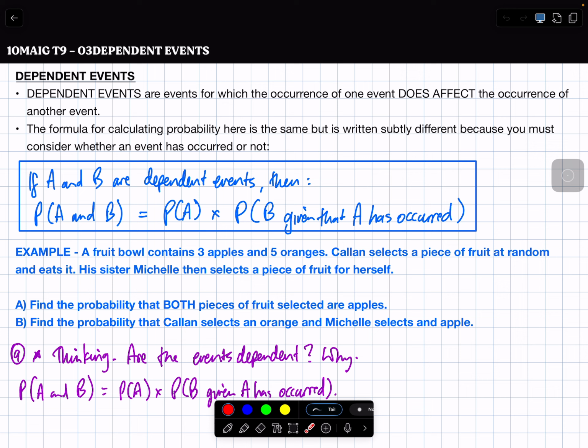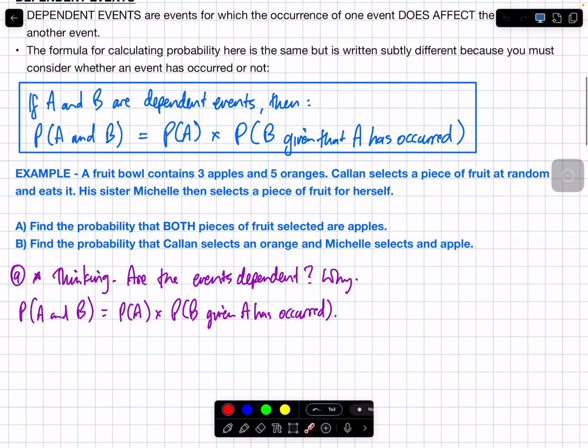So if A and B are dependent events, then the probability of A and B happening is equal to the probability of A times the probability of B, given that A has occurred. You have to say that because A has an effect on B happening. So get that example down.